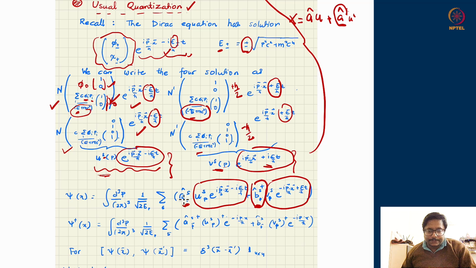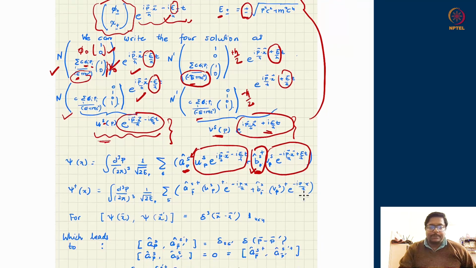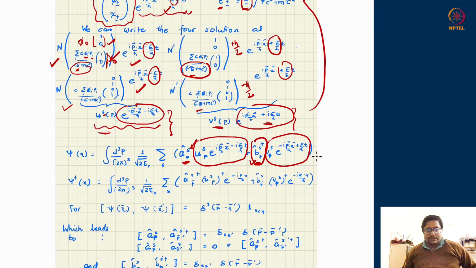There are two different operators for positive frequency with two different spins, and similarly for negative frequencies there are two different spins and two different operators. So overall I have A_p spin half, A_p spin minus half, B_p spin half, B_p spin minus half. This is the structure I have obtained. You can check that this is still a solution of the Klein-Gordon equation, or the harmonic oscillator in Fourier space. Okay, so far so good.